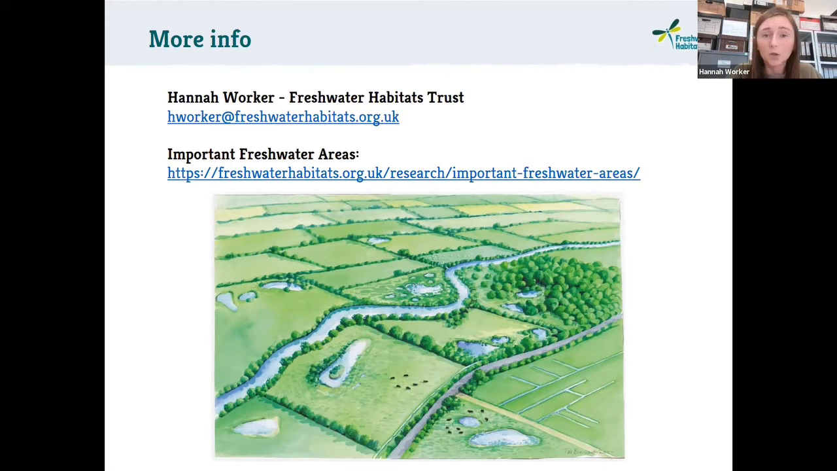There's also more information on the important freshwater areas online. And I'm leaving you with an image of what we hope to develop, which the IFAs can really be used to underpin: expanding these areas and building a nice mosaic of connected habitats across the land, connected spatially, though not necessarily connected physically.